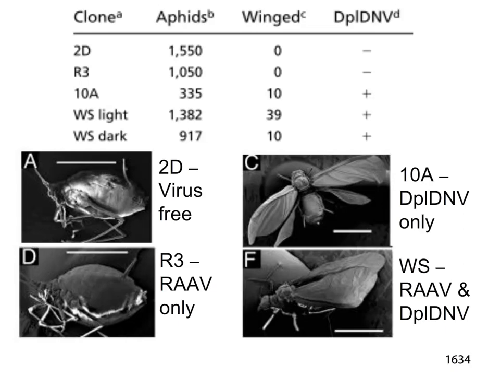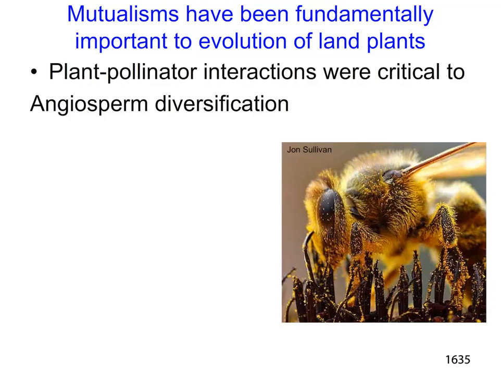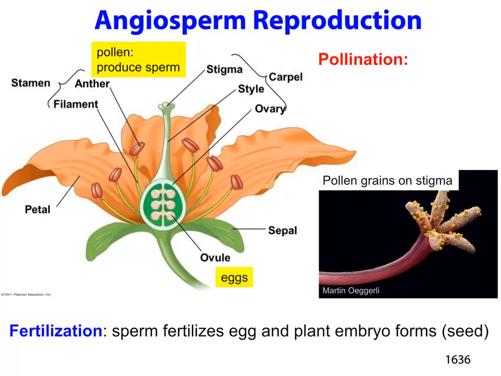That's pretty awesome. Now, when it comes to land plants, mutualisms have been fundamentally important to their evolution. Plant-pollinator interactions were critical to angiosperm diversification, as we've said before. Really important, and they allowed plants to take over and do super well. So we have the angiosperm flowers shown here. The female parts: the stigma, style, and ovary. Think back to grade school when you had to draw a flower. Never knew it would come back and be useful again, unless, of course, you're a plant person like me. The male parts: the anther and the filaments and so forth.